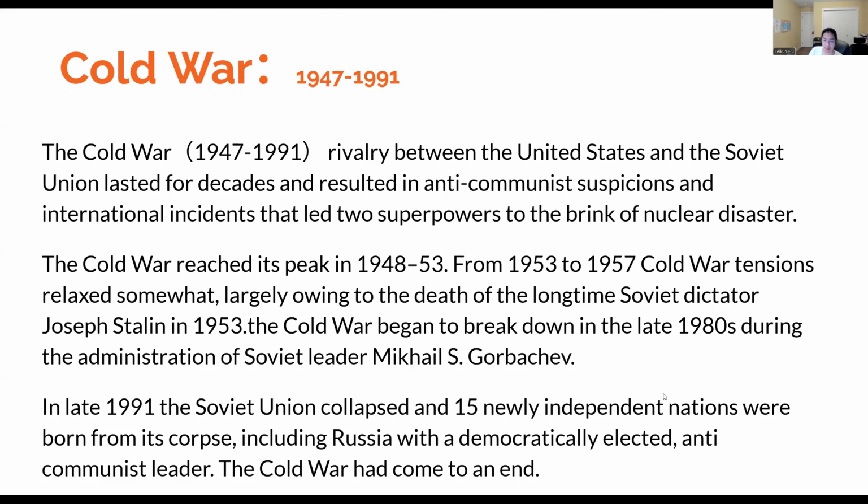So Gorbachev and Reagan, who was the U.S. president at this time, Ronald Reagan, they had a few talks, and in the end, Gorbachev dismantled the totalitarian aspects of the Soviet system, and the Soviet Union later collapsed with 15 newly independent nations born from it, including Russia, with now a democratically elected anti-communist leader.